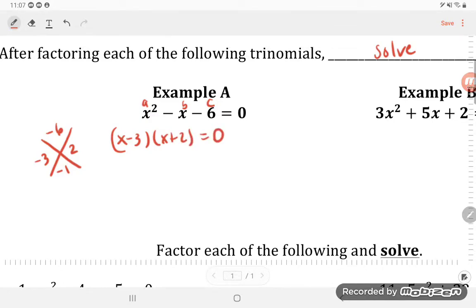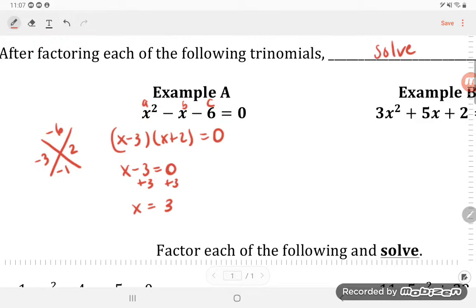But now I have to set my equation equal to 0 because I have to solve. How do I solve these? I simply take x minus 3. I set it equal to 0. I'm going to add 3 to both sides. You got it. X equals 3.